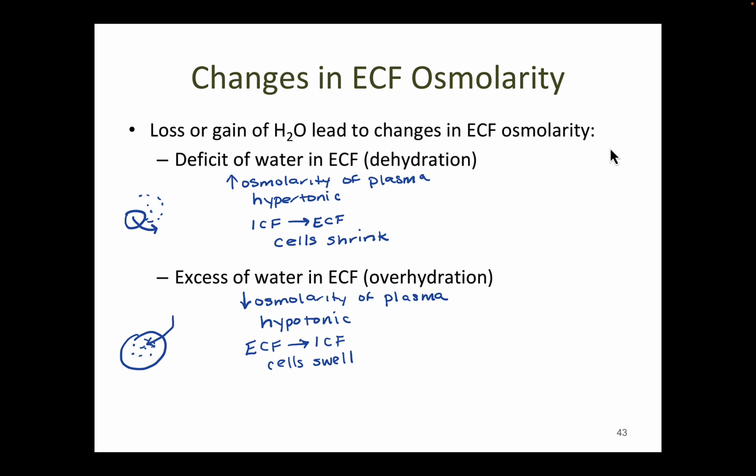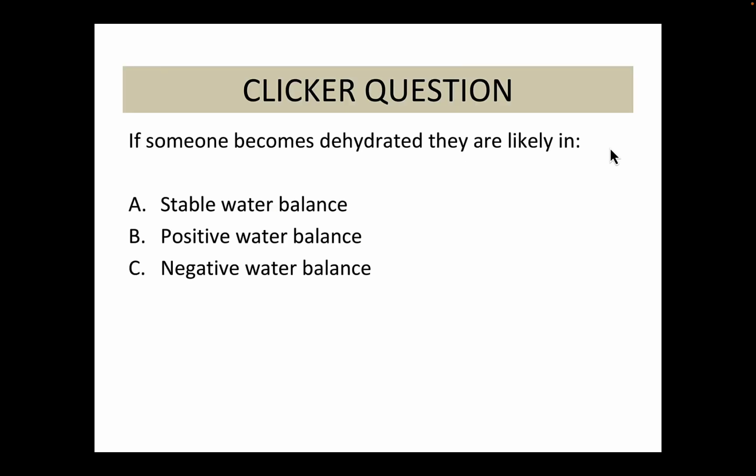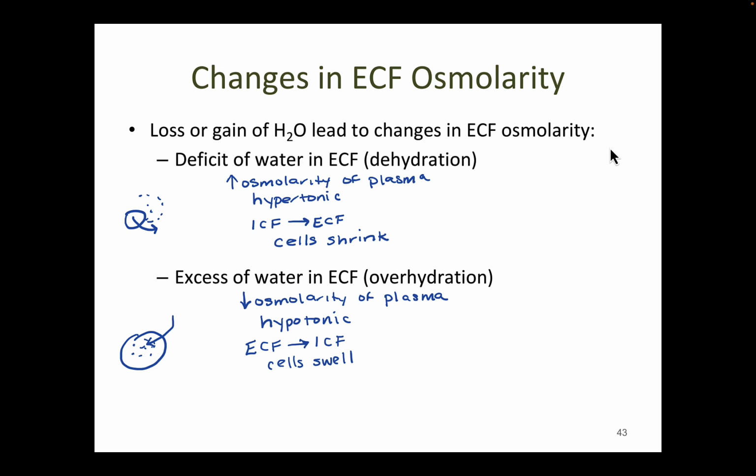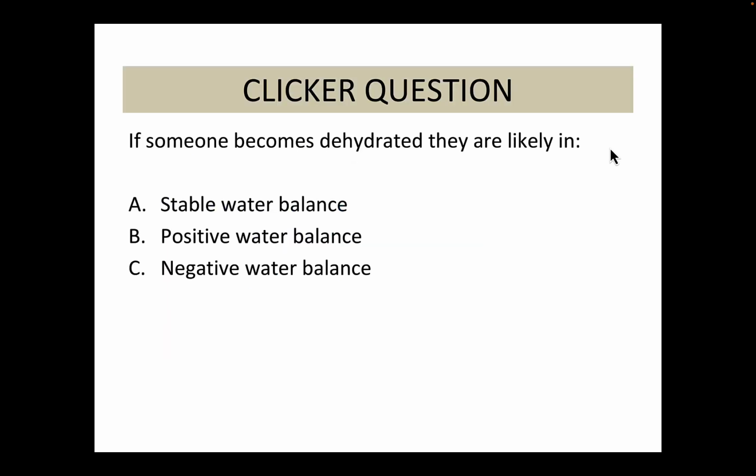All right, to bring this full circle, let's bring this back to the balance concept. So if someone is dehydrated, or they're in a hypertonic state, they are likely in which of these states of water balance? So dehydrated is insufficient water, that is negative water balance. In other words, our inputs are less than our outputs. So we don't have enough water, we're dehydrated.